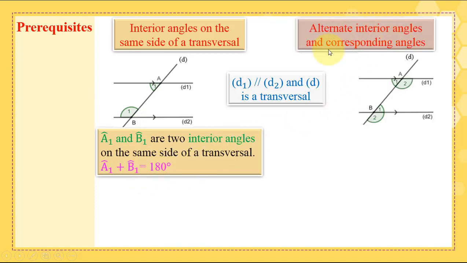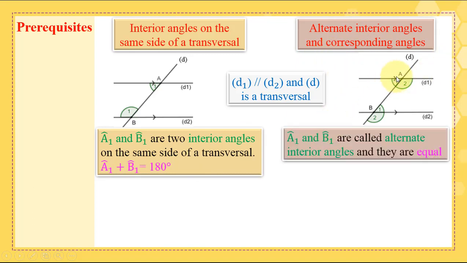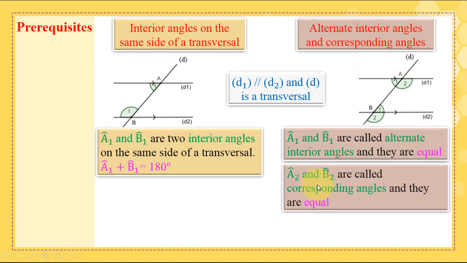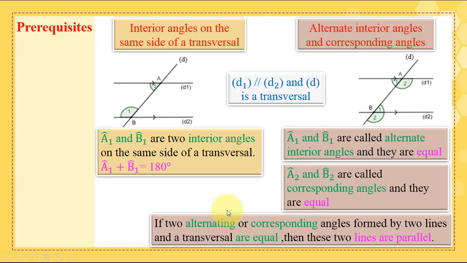Also, alternate interior angles and corresponding angles are formed. Angle A1 and angle B1 make the shape of a Z. They are called alternate interior angles and they are equal. Angles A2 and B2 make the shape of an F and also they are equal. They are called corresponding angles. Conversely, if two alternate or corresponding angles formed by two lines and a transversal are equal, then these two lines are parallel.